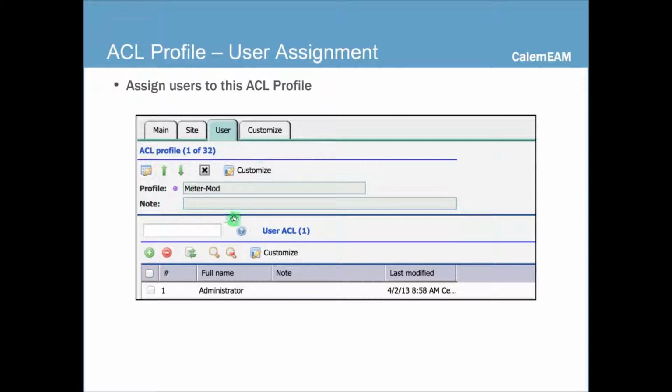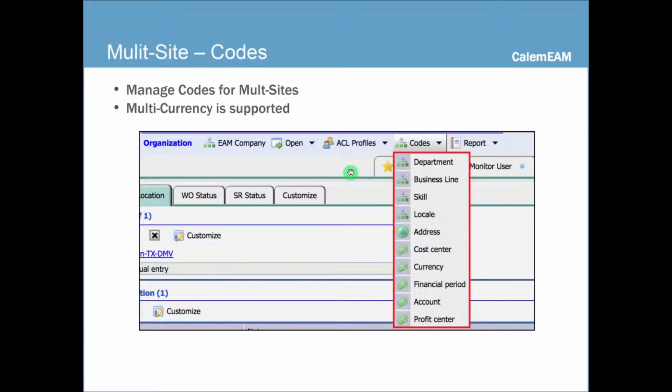After the ACL Profile is configured, you can then add users to use this ACL Profile. And there are other codes in the organization module, including department, skill, locale, address, cost center, profit center, and currency. I just want to mention that multi-currency is supported in Calem Enterprise. So you can have one site in the US using US dollars and another site in Canada using Canadian dollars.